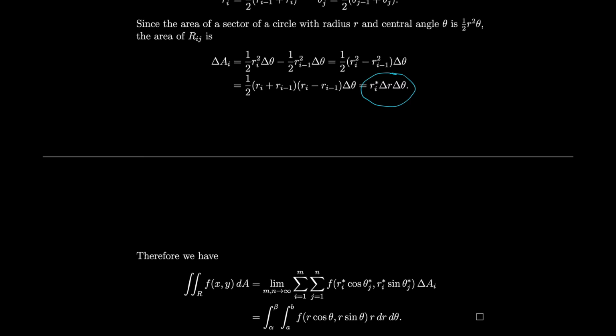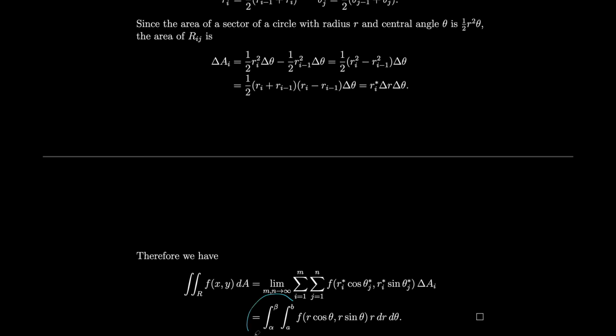So the Ri star just becomes an r, the delta r becomes dr, and the delta theta becomes d theta. Notice that the major thing here is that you don't just convert x and y into r cosine theta and r sine theta, but you also have to convert the dA. And in that process, you end up with an extra r. So remember, it's r dr d theta whenever you integrate with polar coordinates.